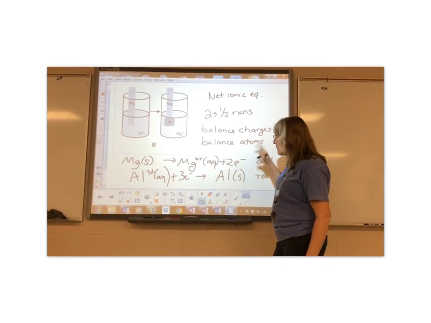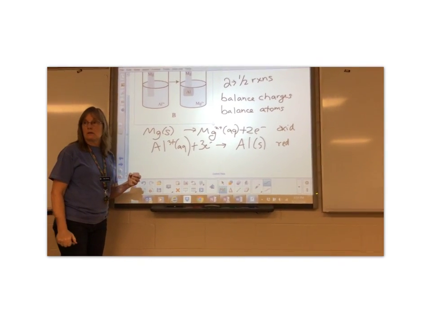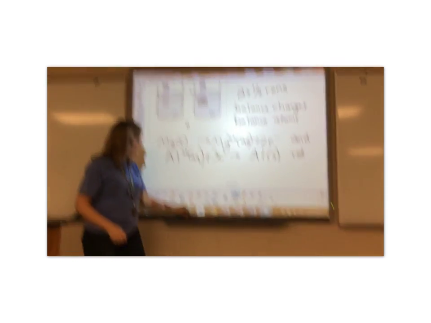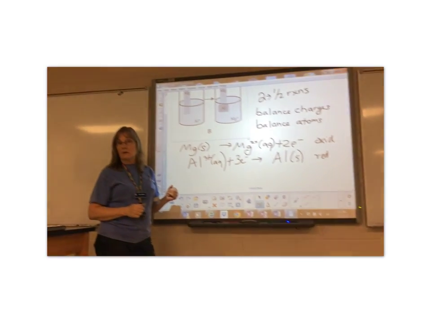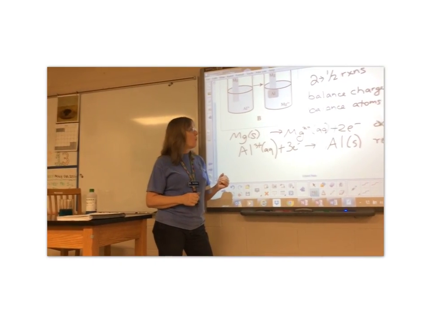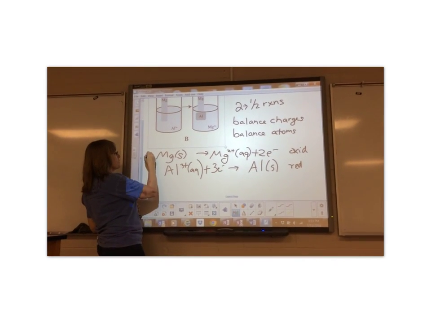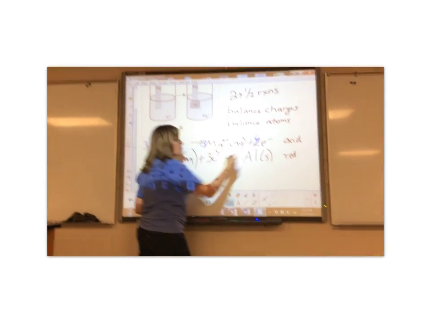Now we've got a problem. If we combine these two reactions, our charges do not balance. We have 3 electrons on the left and 2 on the right. So what can we do to balance the charges? That's a ratio of 3 magnesium per 2 aluminum. So we're going to multiply everything up here times 3. We put a 3 here, and a 3 here, which will turn this into a 6.